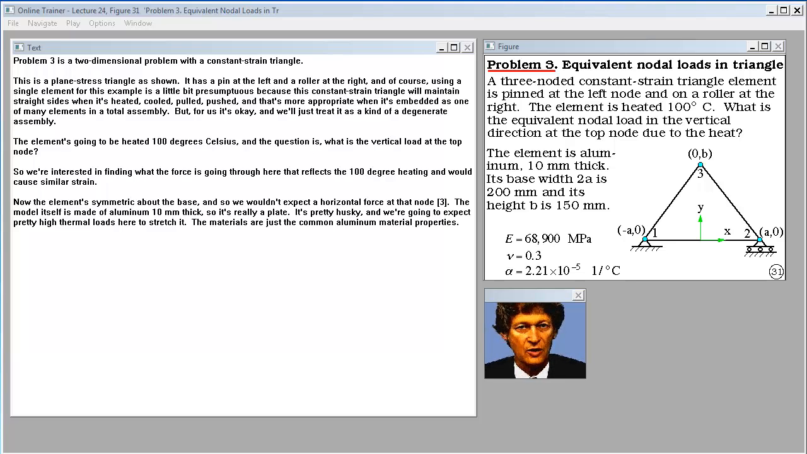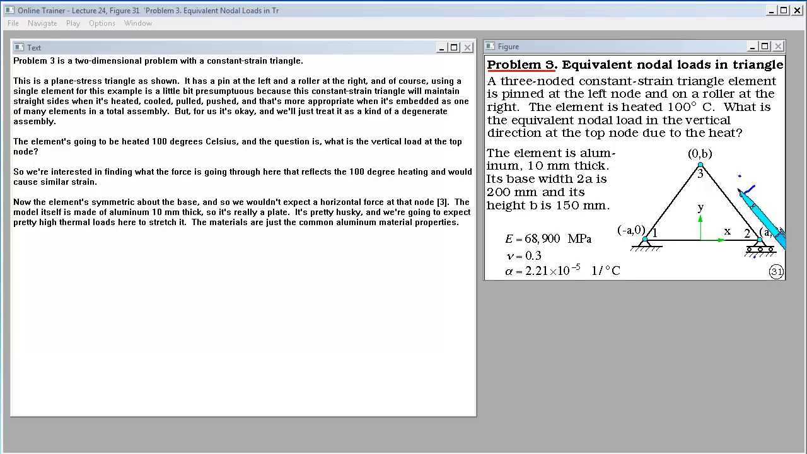Problem 3 is a 2-dimensional problem with a constant strain triangle. This is a plane stress triangle as shown. It has a pin at the left and a roller at the right.